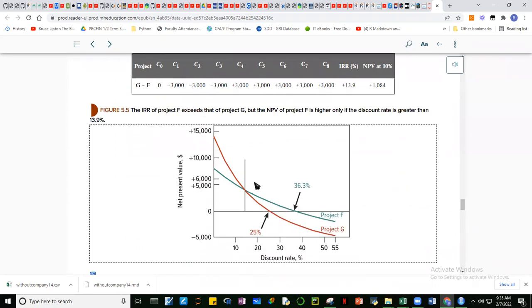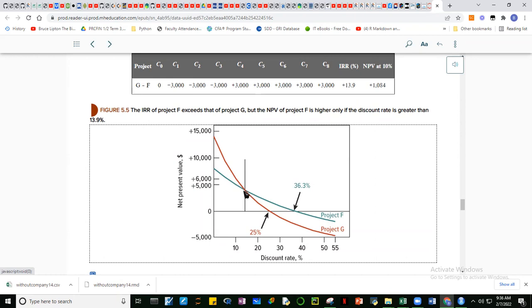And this one, guys, this is what we call the crossover, which we'll discuss in a while. What we do here is that we plot two projects, project F and project G, and then we determine when do we choose project F, and when do we choose project G. In this case, you can see that when the cost of capital is exactly where they intersect, then we are indifferent to choosing project F or project G. It doesn't matter.